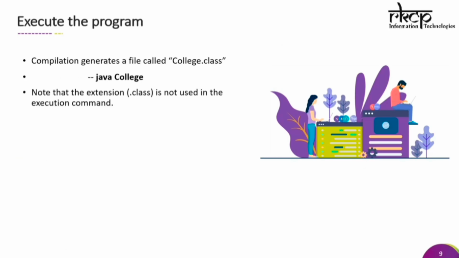Now, after compilation, what you will get is one .class file. This .class file is known as bytecode. At runtime, you have to execute this bytecode. Your Java is platform independent because of this bytecode. Now, if anyone asks you to execute this bytecode, you will use one more tool called java. This java is an interpreter. So you will use java, and after that the bytecode name, College. And after executing, you can get your result.